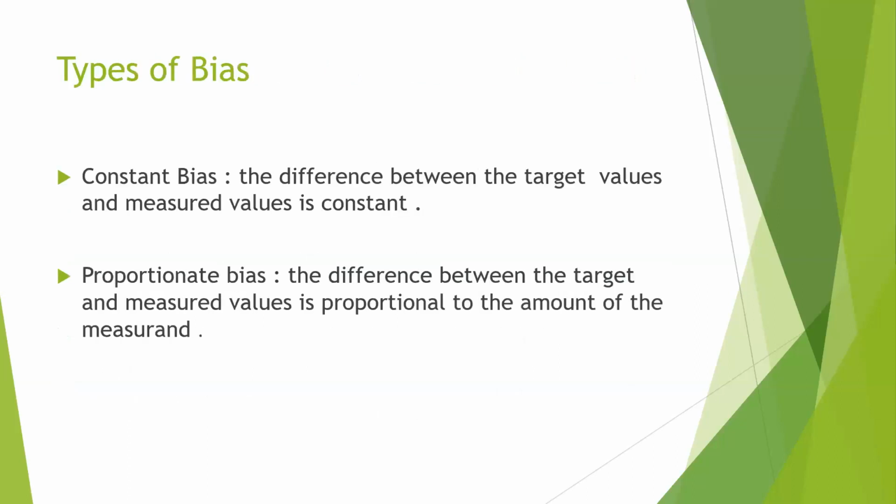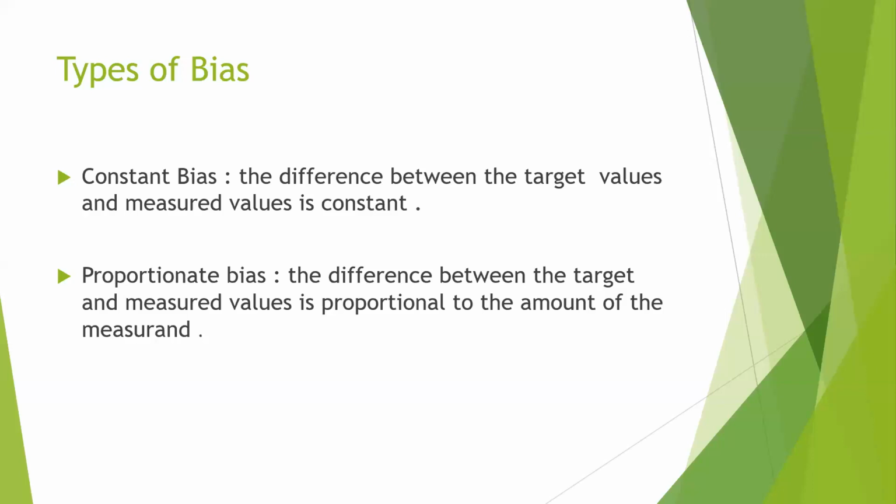There are two kinds of bias. One is called a constant bias and the other one is called a proportionate bias. A constant bias is where the difference between the target values and the measured values is constant. Let's say they are different by 3 milligram per deciliter, irrespective of the level. The next one is a proportionate bias, where the difference between the target value and the measured value is proportional to the amount of the measurand. What is a measurand? Measurand is the substance or the analyte, or what we are measuring.